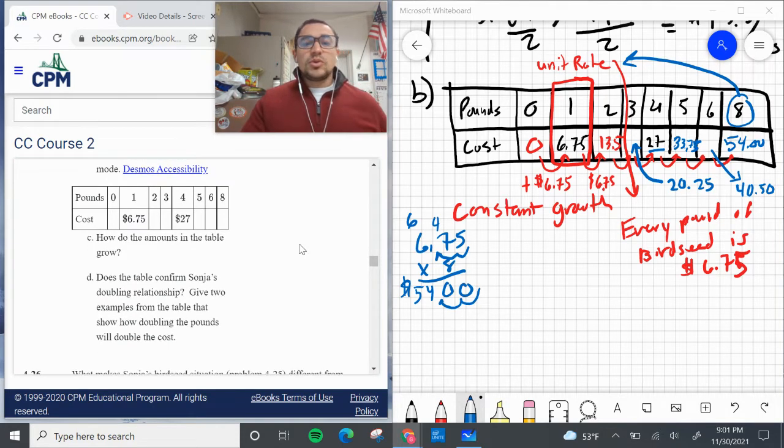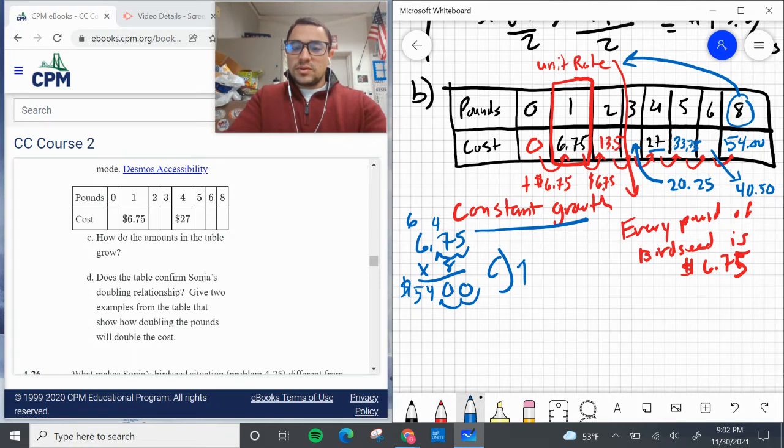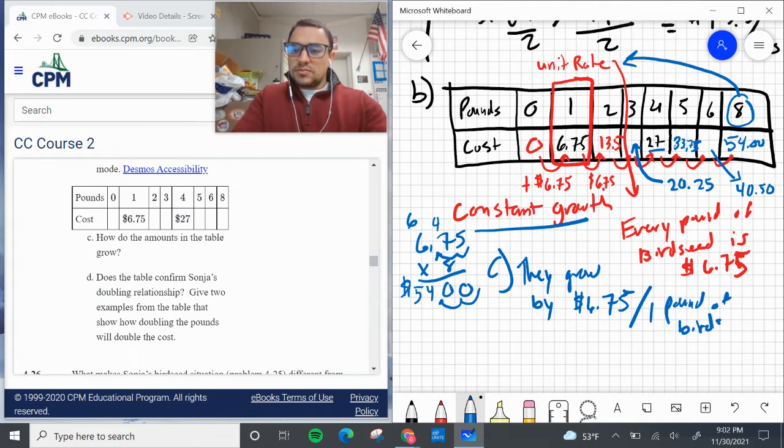How do the amounts in the table grow? So for C, again, constant growth, they grow by $6.75 per 1 pound of birdseed.